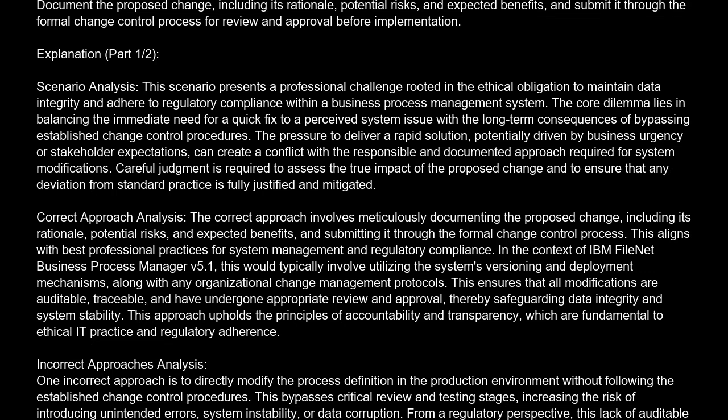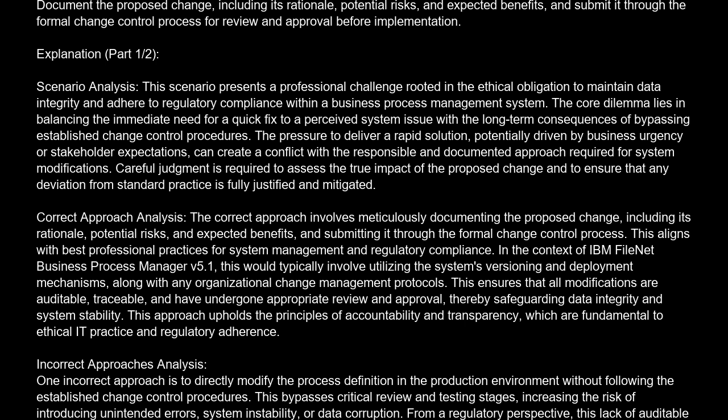The correct answer is A. Document the proposed change, including its rationale, potential risks, and expected benefits, and submit it through the formal change control process for review and approval before implementation. Explanation. Scenario analysis. This scenario presents a professional challenge rooted in the ethical obligation to maintain data integrity and adhere to regulatory compliance within a business process management system.